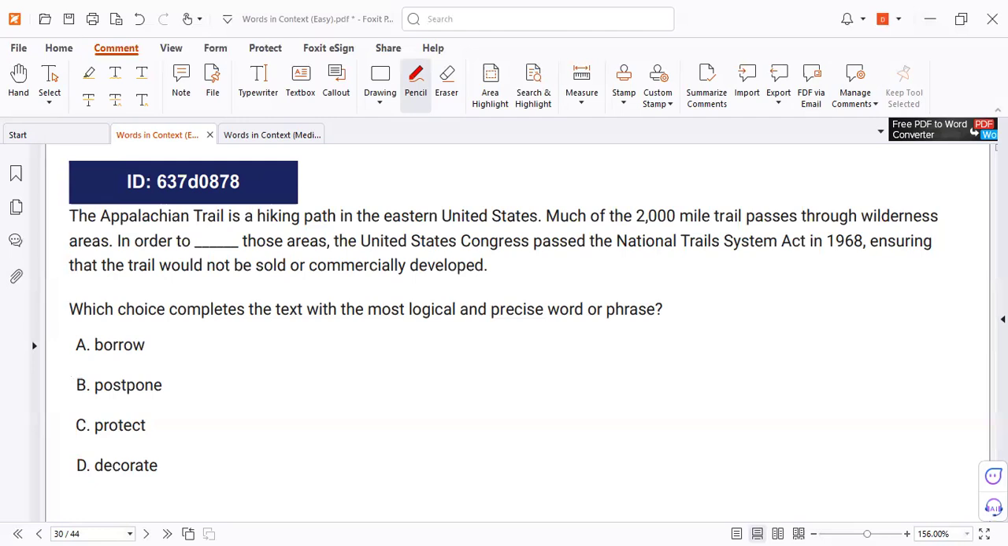Is your voice like a C? Yes. Correct. In order to do what? They passed law. To protect. They passed law. They accepted law. They make rules to protect these areas from destroying. Correct.